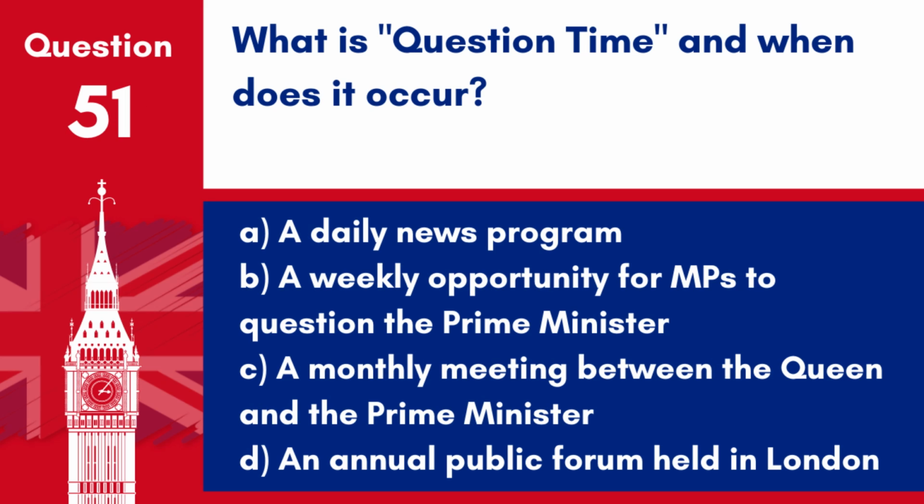Question 51. What is Question Time and when does it occur? A. A daily news programme. B. A weekly opportunity for MPs to question the Prime Minister. C. A monthly meeting between the Queen and the Prime Minister. D. An annual public forum held in London. Answer: B. A weekly opportunity for MPs to question the Prime Minister. Question Time occurs weekly while Parliament is in session and allows members of Parliament to pose questions to the Prime Minister and other Cabinet Ministers.